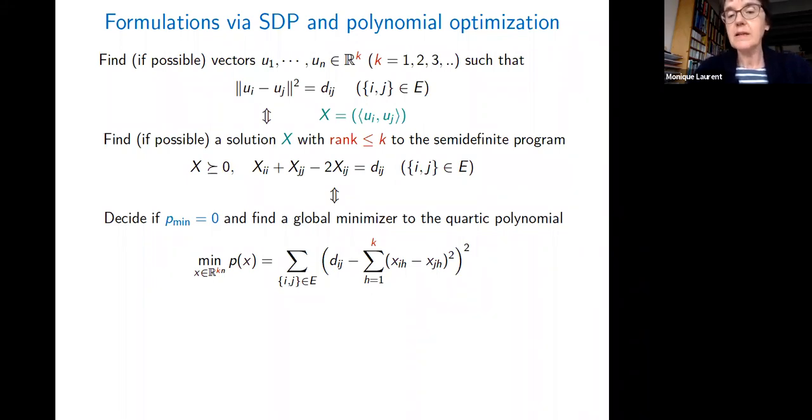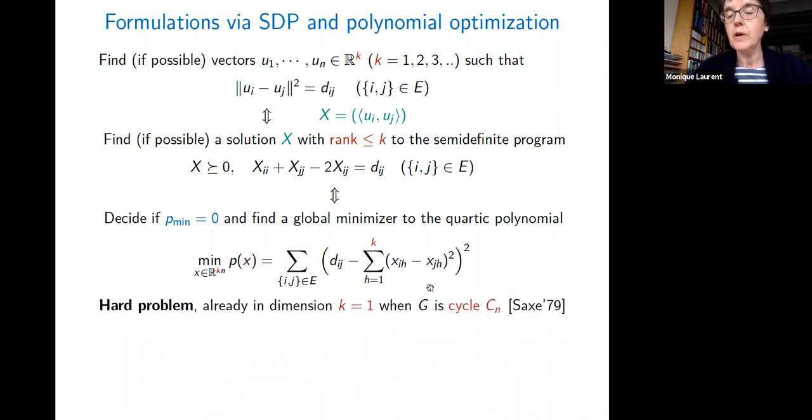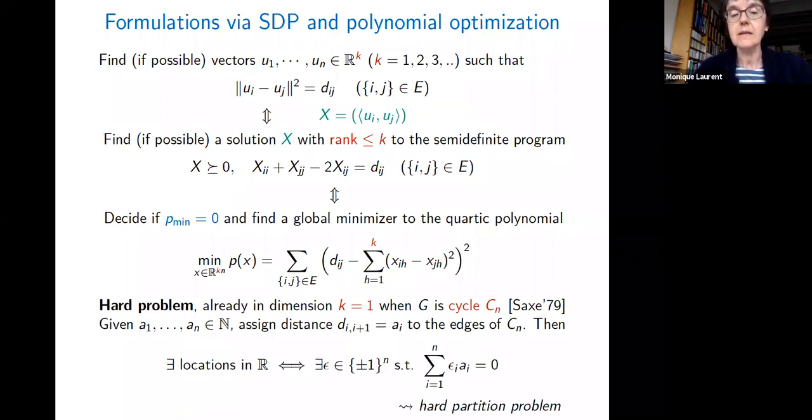So all these reformulations show that this is a hard problem, as was already shown long ago by Saxe. It's hard already if you restrict to dimension k equal to 1, and when the distances are specified on the edges of a very simple graph, indeed the cycle, and Saxe gave this nice reduction to the partition problem.